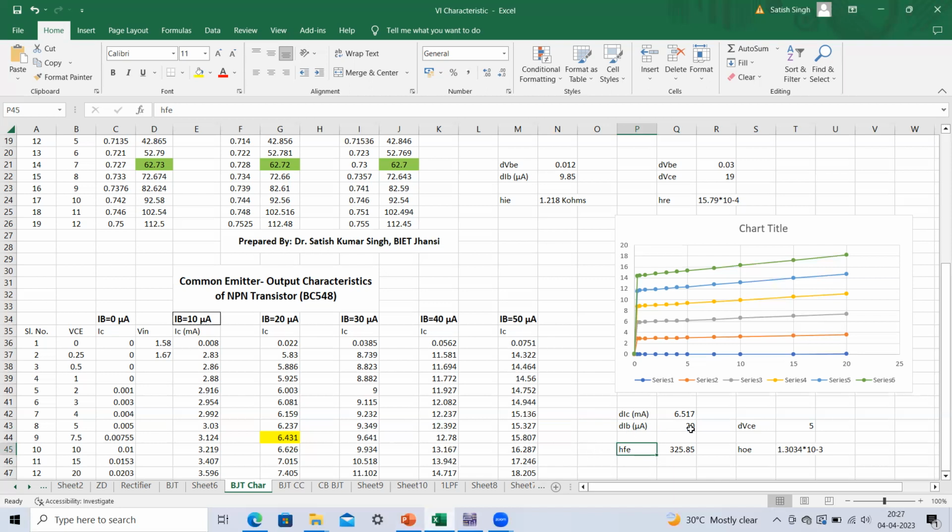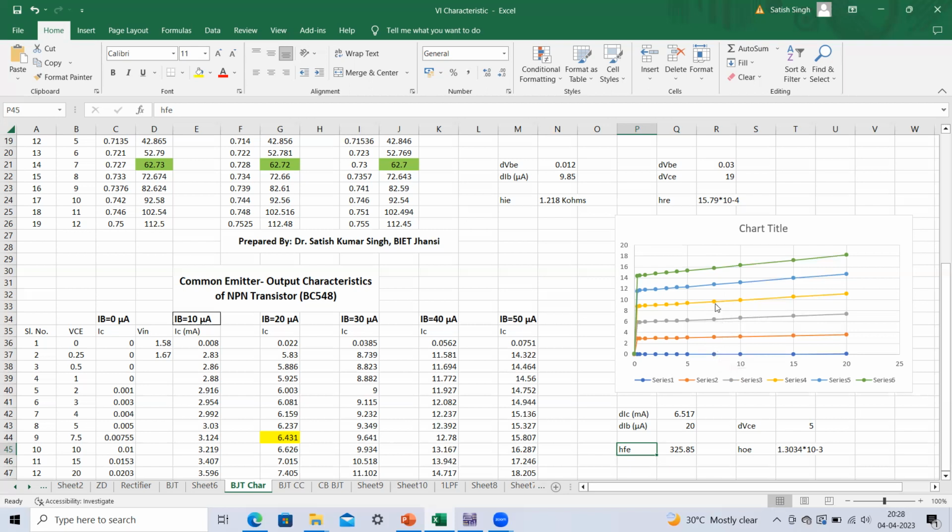So we have taken 20 microamperes, and change in delta IB. Basically we are talking about a curve corresponding to IB equals 30 microamperes and a curve corresponding to 10 microamperes. Here you can see VCE equals 7.5. All these dots correspond to 7.5 volt of VCE, and this third curve corresponds to IB equals 20 microamperes. This curve corresponds to 30 microamperes, and this one to 10 microamperes.